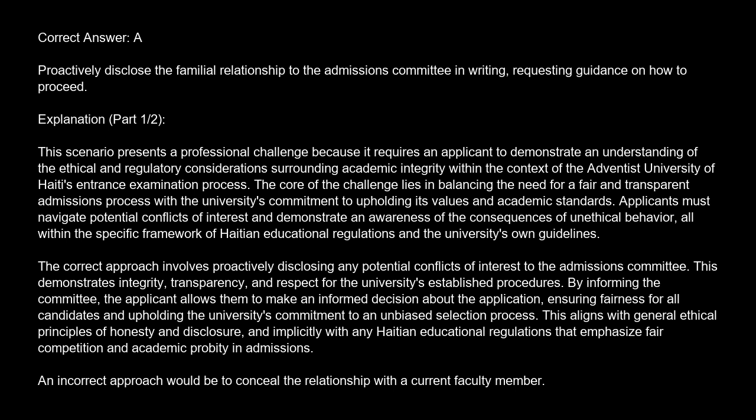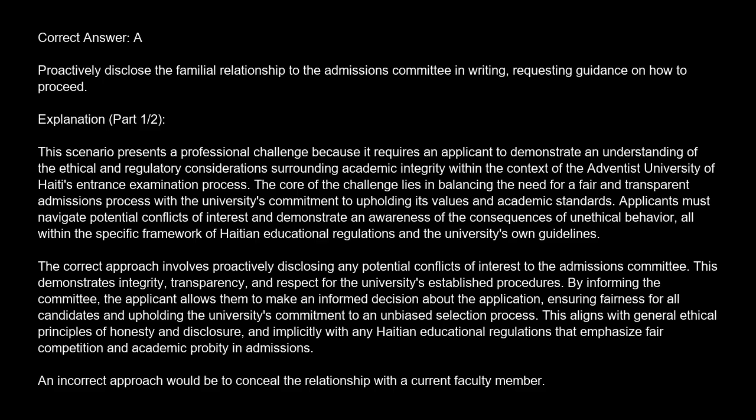The core of the challenge lies in balancing the need for a fair and transparent admissions process with the university's commitment to upholding its values and academic standards. Applicants must navigate potential conflicts of interest and demonstrate an awareness of the consequences of unethical behavior, all within the specific framework of Haitian educational regulations and the university's own guidelines.